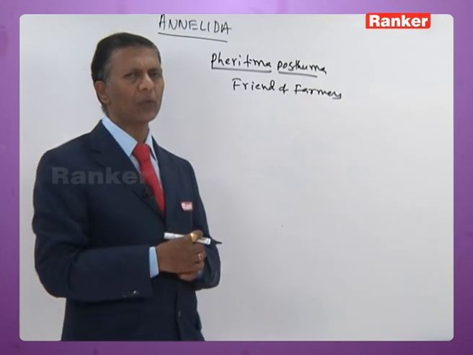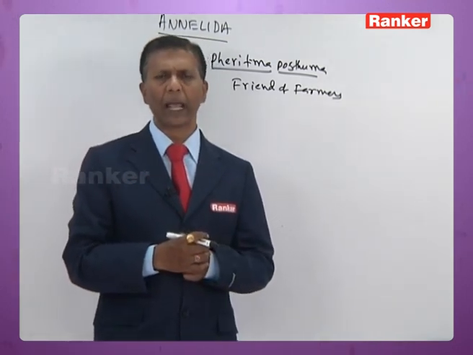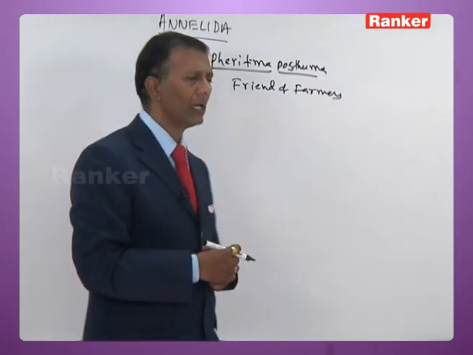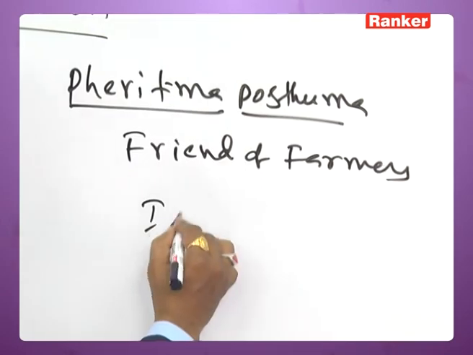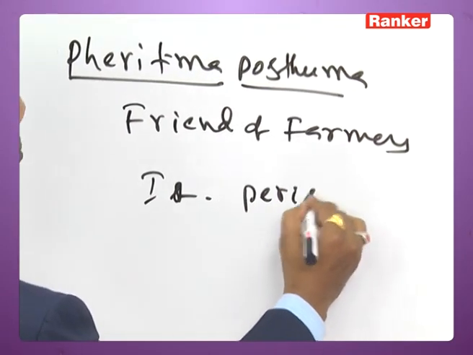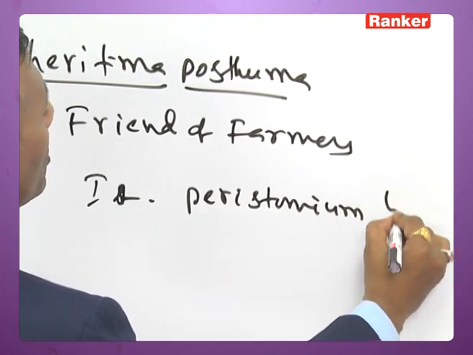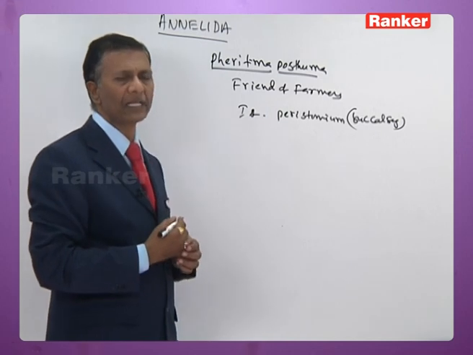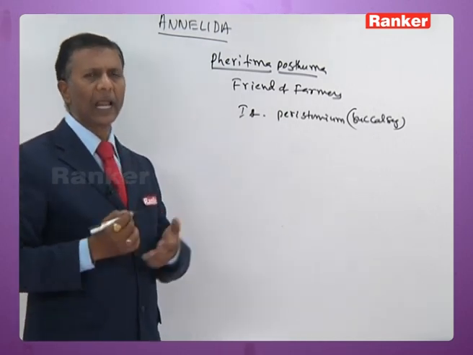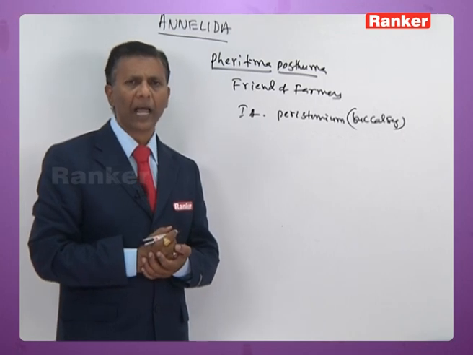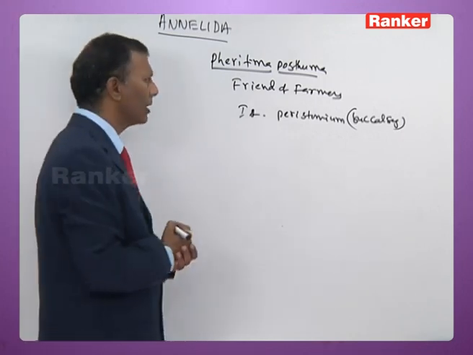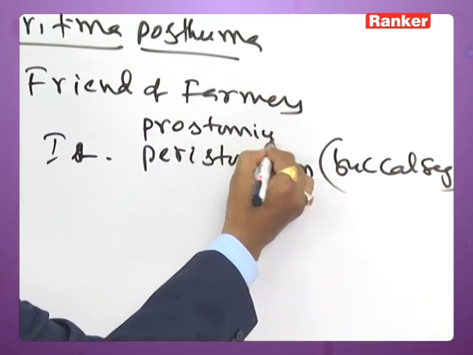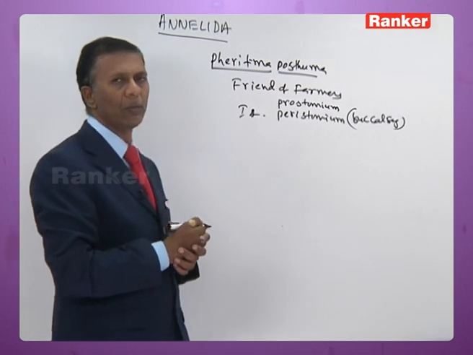Now, the earthworm Pheretima posthuma, which is the most common type studied in Annelida, has about 100 to 120 segments. In Pheretima posthuma, the first segment is called peristomium, or it is also called the buccal segment. Peristomium, as the buccal segment, is the first formed segment that lies at the anteriormost end, and it happens to be the oldest segment. The peristomium gives rise to a fleshy projection called prostomium.